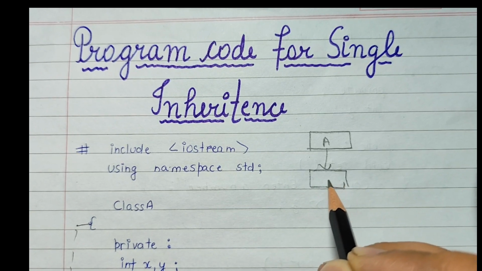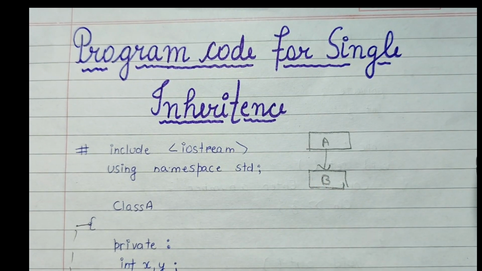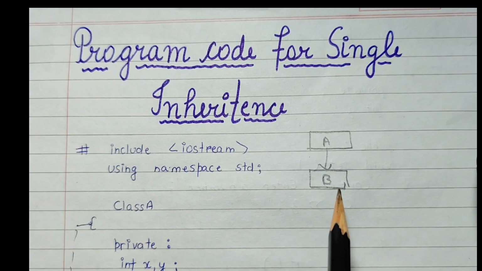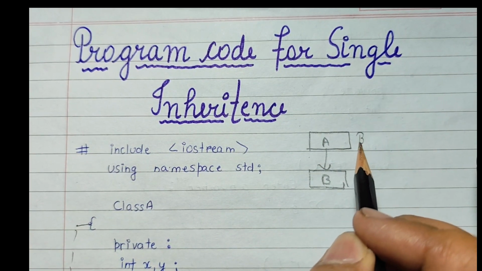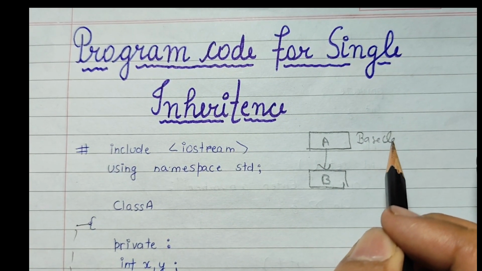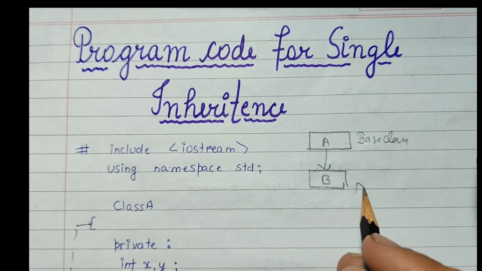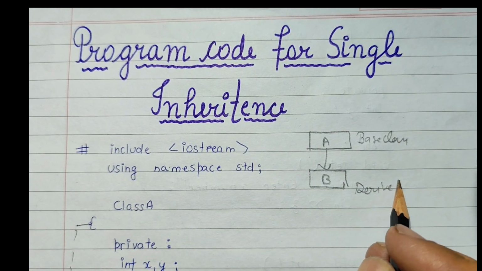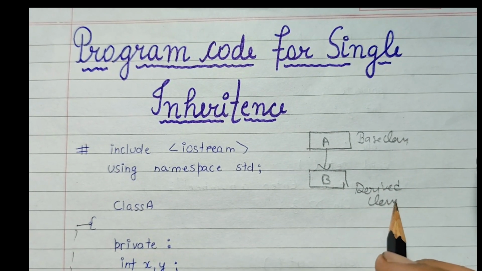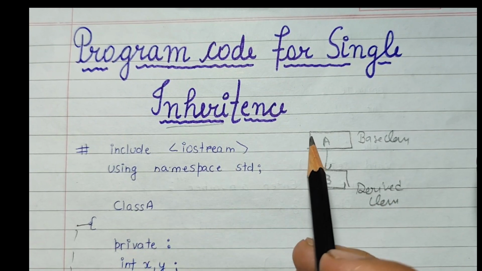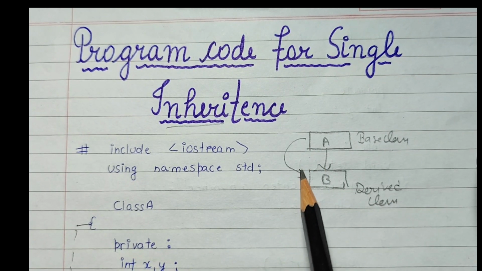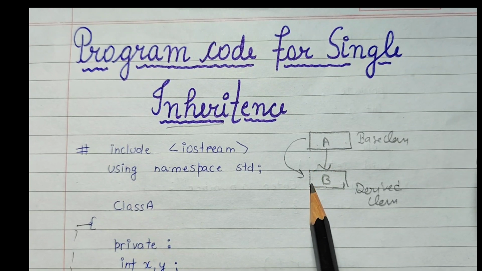This is the block diagram of the single inheritance. In this, capital A is the base class and capital B is the derived class. It means here in this inheritance, we inherit the properties of the base class to the derived class. Okay.